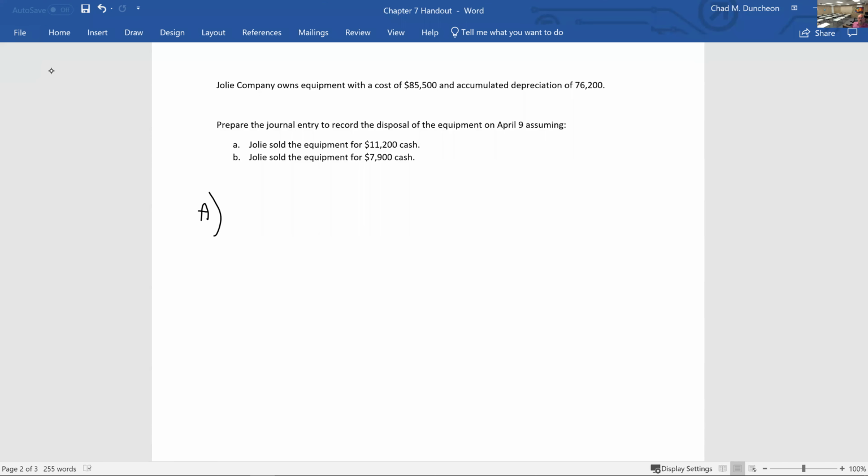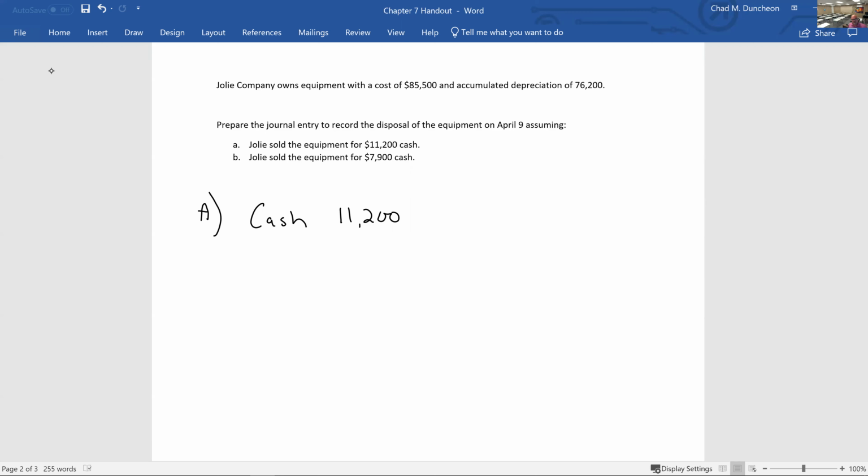So we sold the equipment on April 9th, and we're assuming what we sold it for here in cash. The first thing we would need to do is update our depreciation expense, but that information is not given to us. So we have to assume that the costs and the accumulated depreciation are up to date. And then we go through and make our journal entry. First, we're going to debit cash because we received cash. So on A, we received $11,200 in cash.